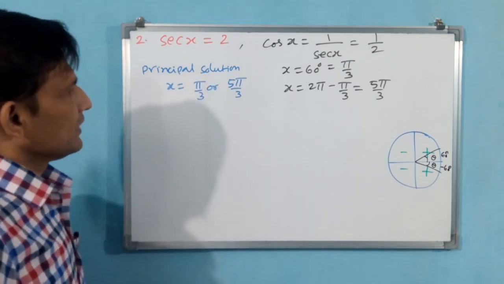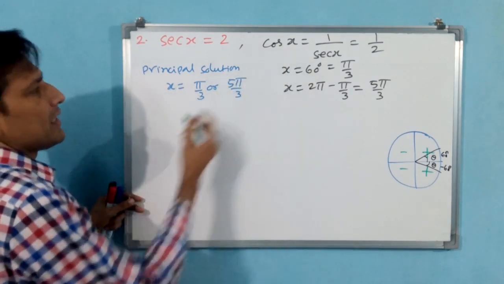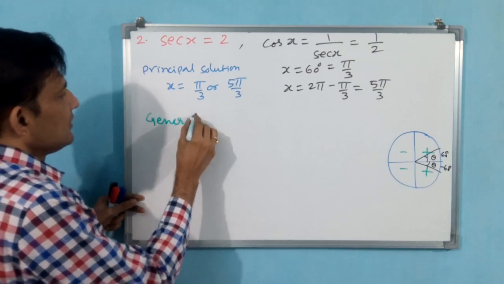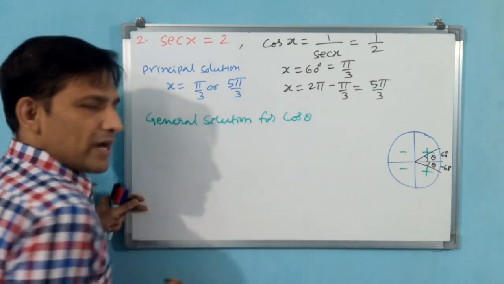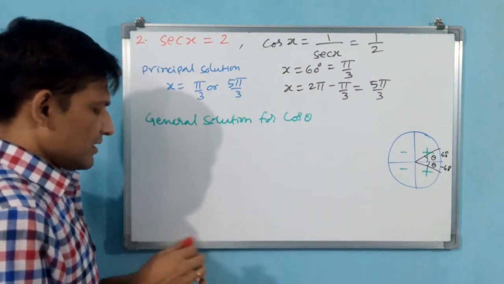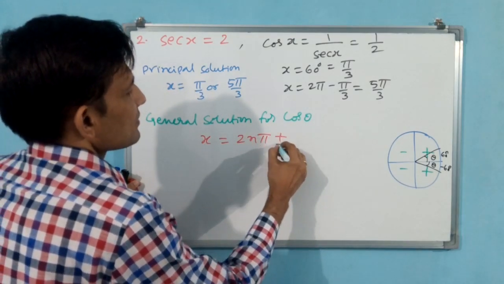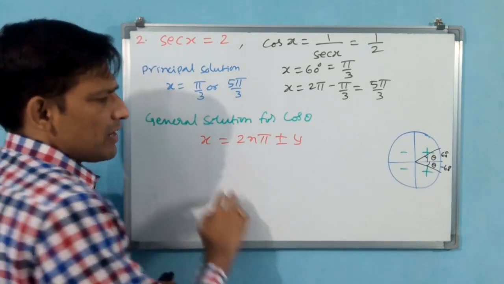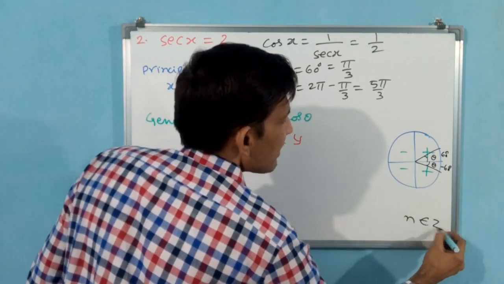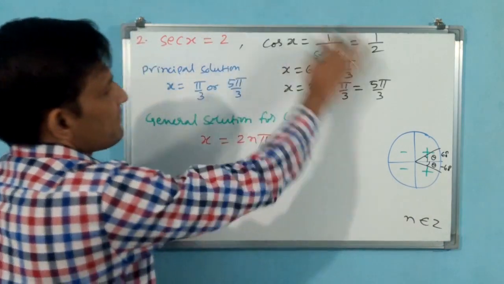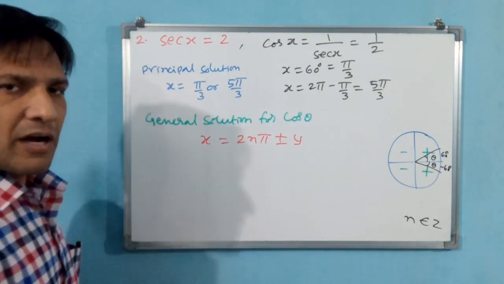Now let us go for general solution also. General solution for cos theta. First you write the equation. What is the equation? x is equal to 2n pi plus or minus y. For all values, finally you write n belongs to z. I am writing this n belongs to z here by default. I am not going to rub this. For every equation you have to write this one. Unless you write that, this is not going to become valid.